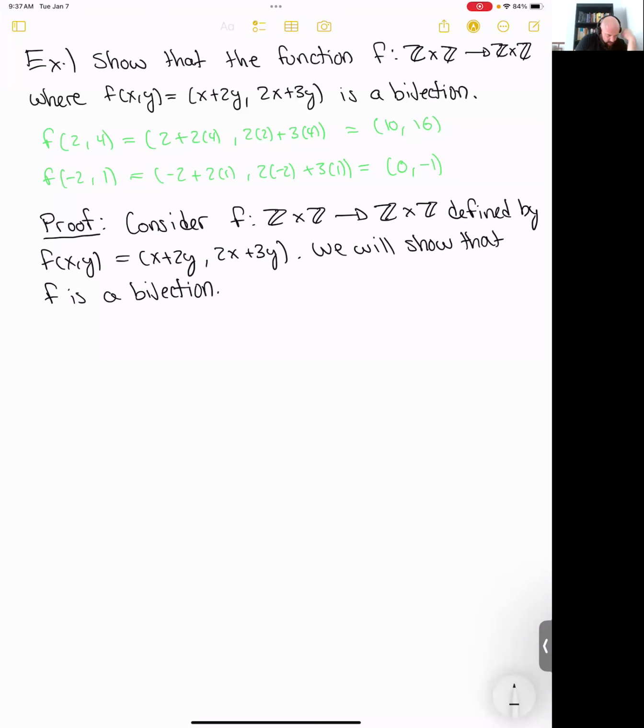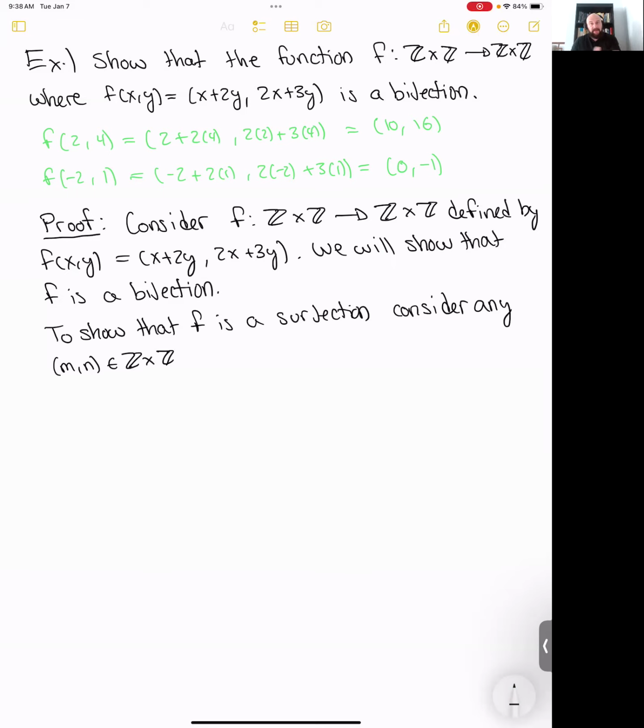Okay, great. So to show that f is a surjection, consider any m comma n in Z cross Z. Now, something a little bit funny about this is the domain and the codomain are the same. It's not funny, that happens a lot. But that means when I say m comma n is in Z cross Z, I'm the one that needs to remember that I'm thinking about it as the codomain right now, because we're doing surjective.